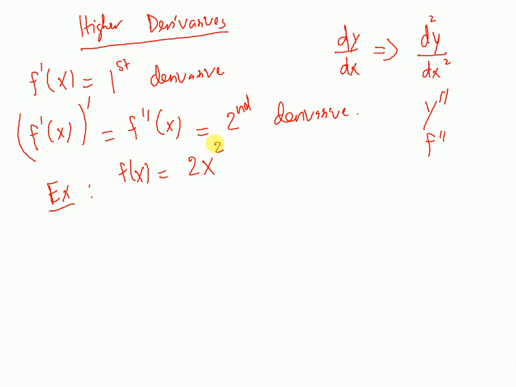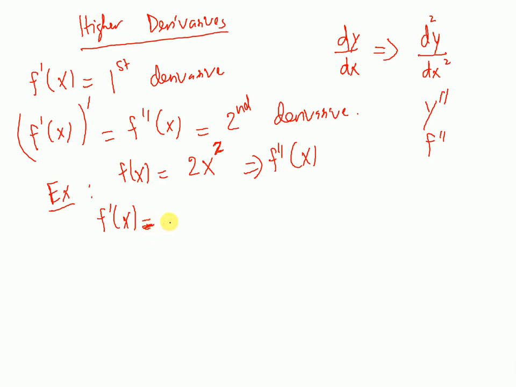Actually no, 2x, yes, 2x squared, and I want to find f double prime of x. Okay, so let's try to find f double prime of x. Now, in order to find f double prime, or the second derivative, we must first find f prime of x and then take the derivative of this function one more time.